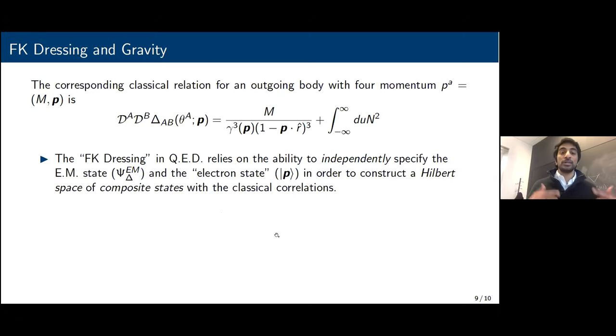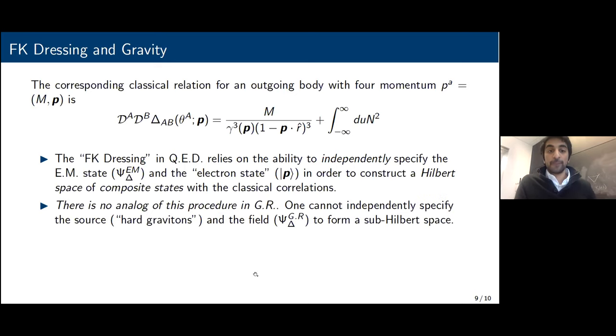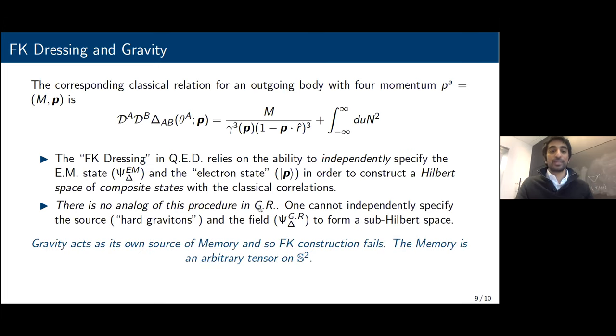Okay, so I'll just remind you, the Faddeev-Kulish dressing relied on the ability to independently specify the electromagnetic memory state and the electron state in order to construct a space of composite states with the classical correlations. There is no analog of this procedure in general relativity. One cannot independently specify the source of the memory and the memory state. The key point here is that gravity, in contrast to QED, acts as its own source of memory, and therefore one cannot form the sub-Hilbert space, and the Faddeev and Kulish construction fails.